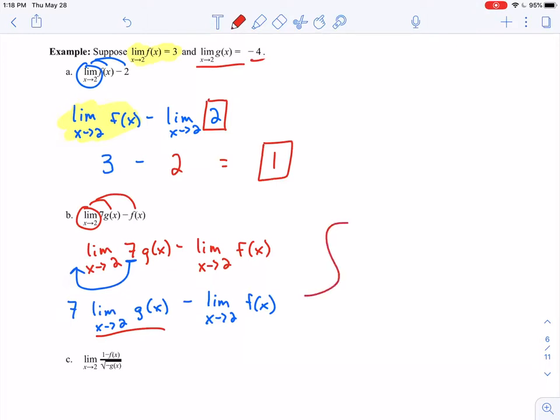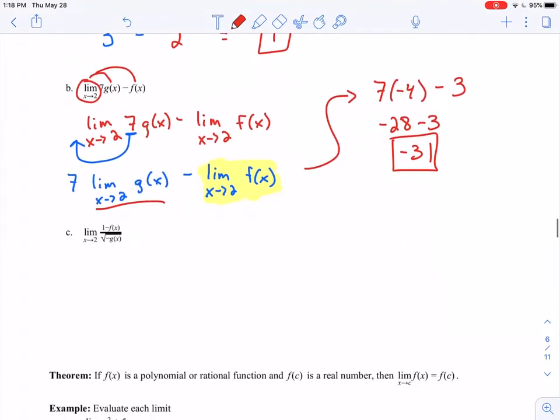So let's do that. Over here I really have 7 times negative 4 minus, hey, the limit as x approaches 2 of f of x. We said up here that's really equal to 3. So I can take that piece out and replace it with 3. And then after that, we just have to crunch a few numbers here. So here I've got negative 28 minus 3 gives me a limit of negative 31.